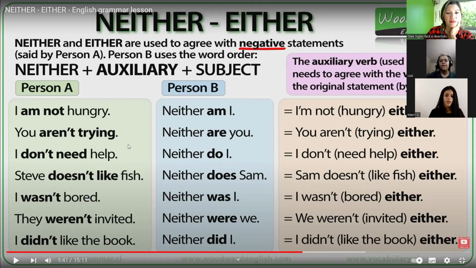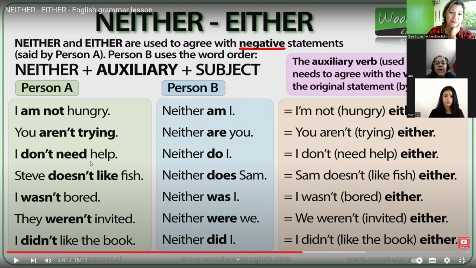You aren't trying. Neither are you. You aren't trying either. Você não está tentando. Você também não está tentando. Você também não. Você não está tentando também. Aham, muito bom.